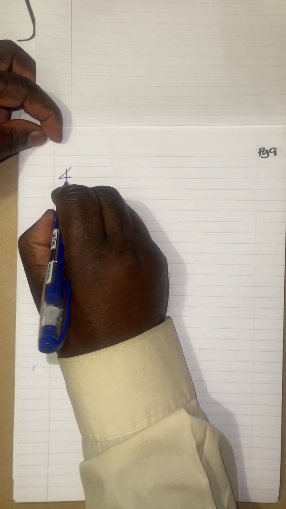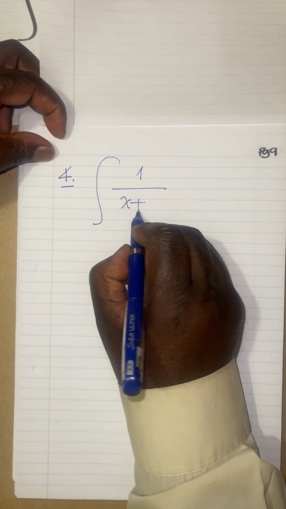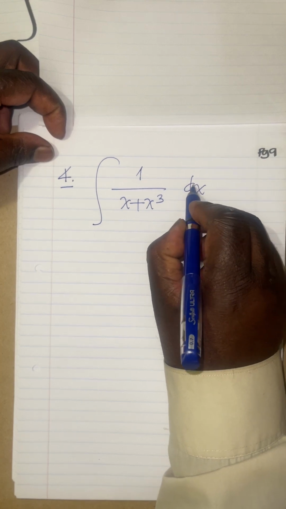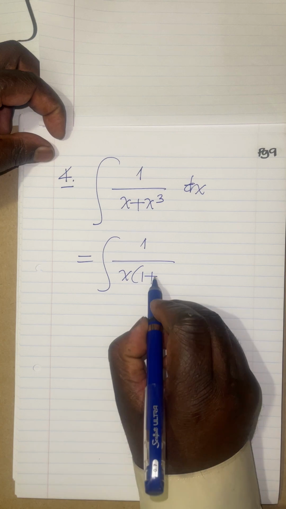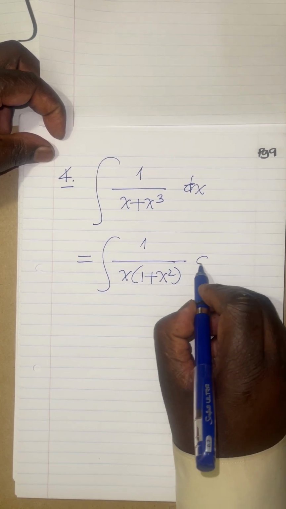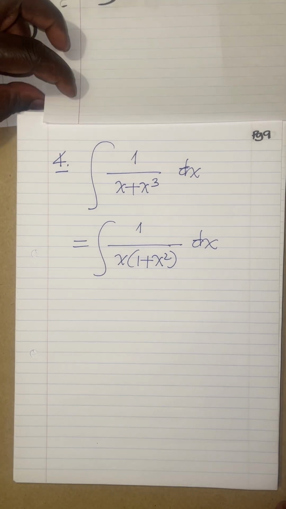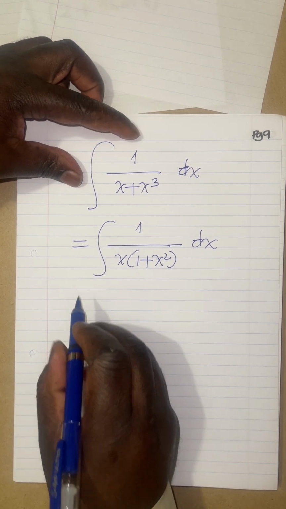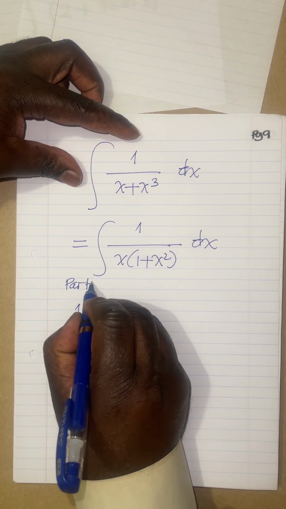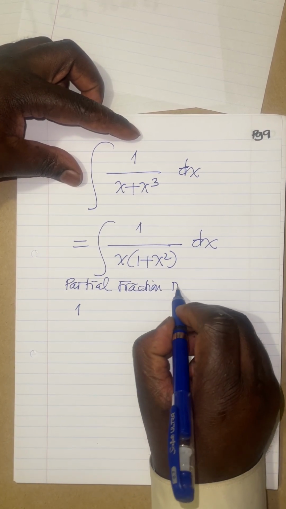We factorize the denominator. So integral number 4 is the integral of 1 all over x plus x cubed dx. Like I said, this is the integral of 1 over x times 1 plus x squared, and then we have dx. At this stage, when you look at that expression there, we can only run to partial fractions, and therefore we're going to say 1 over, so I'm talking about partial fractions now, partial fraction decomposition.